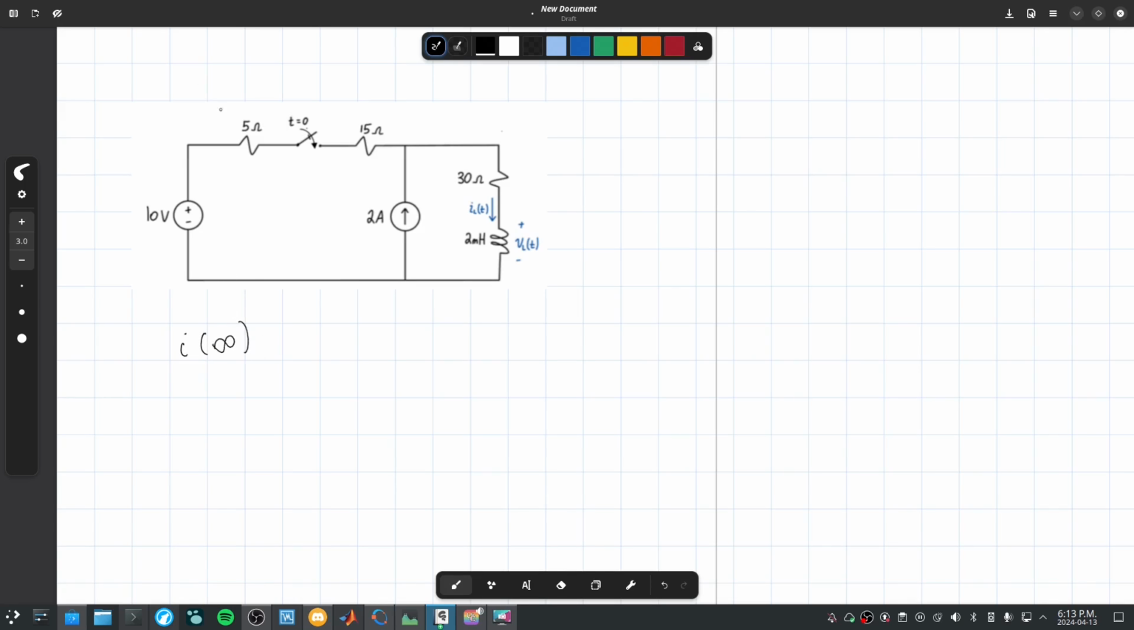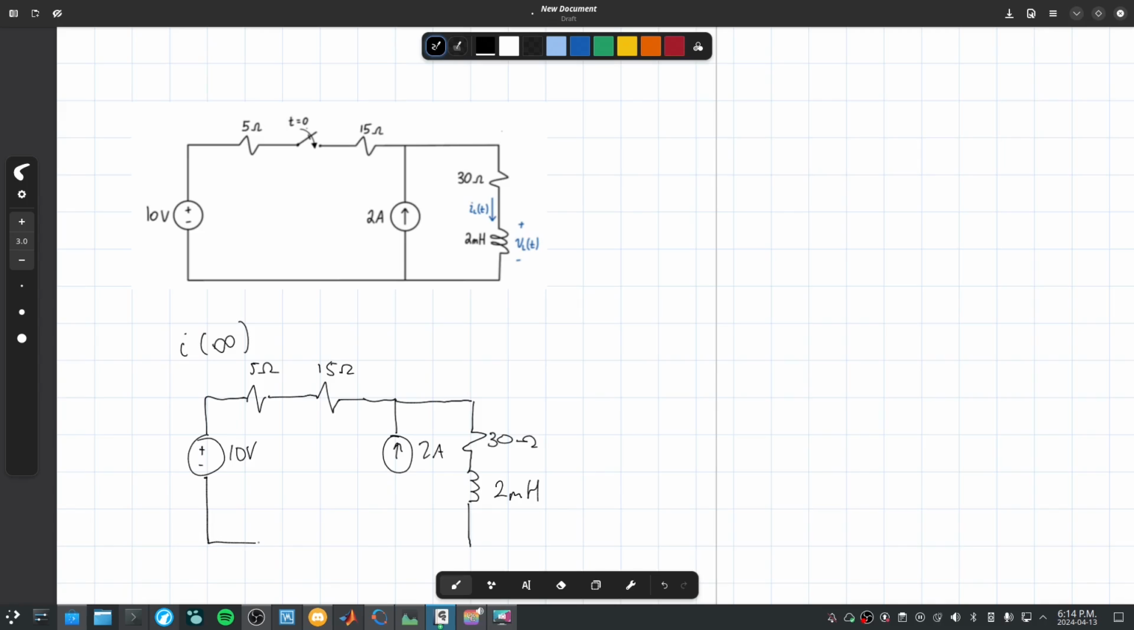So how do we get to I infinity? Well, let's rebuild this circuit with the switch closed. We have our first resistor here, 5 ohms. Our second resistor here, 15 ohms. A current source there, 2 amps. Our voltage source here, 10 volts. Our next resistor here, 30 ohms. And our inductor here at 2 millihenries. And of course, we'll put the ground on the bottom.